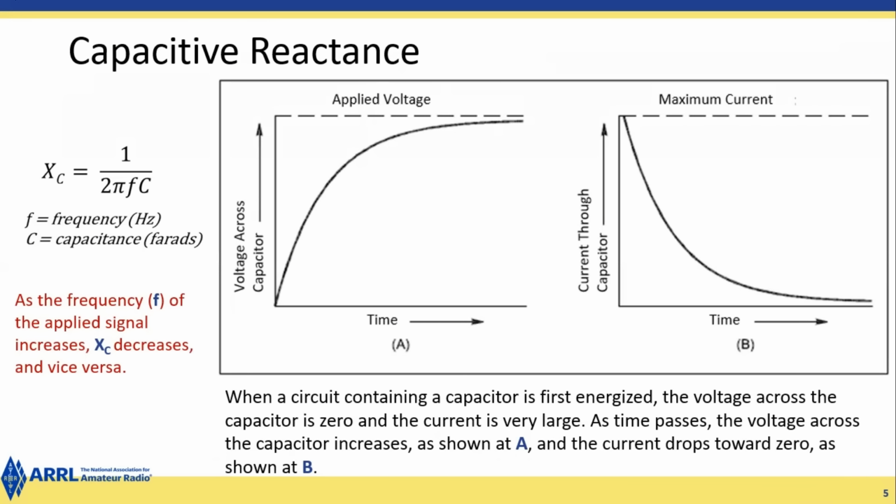If you have a capacitor, as soon as you apply voltage, it's a short circuit, and the voltage rises up to the applied voltage over a specific amount of time. And when you remove the voltage from the capacitor, then it slowly decays down to 0 volts again. So when a circuit containing a capacitor is first energized, the voltage across the capacitor is 0, and the current's very large. As time passes, the voltage across the capacitor increases, and the current drops toward 0. As the frequency of the applied signal increases, the capacitive reactance decreases, and vice versa.